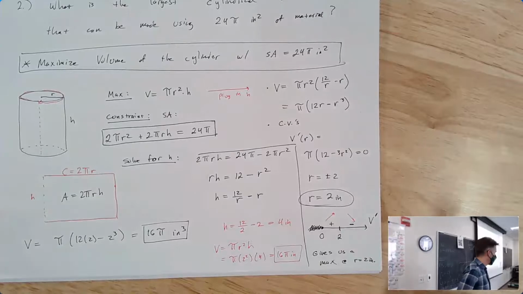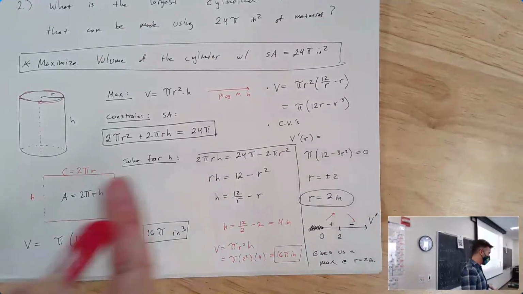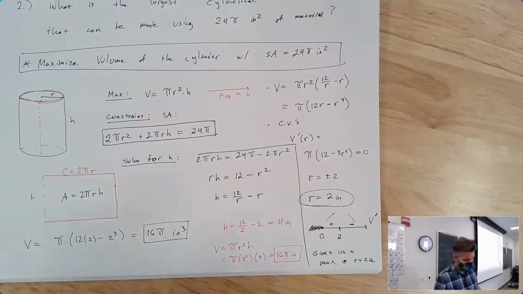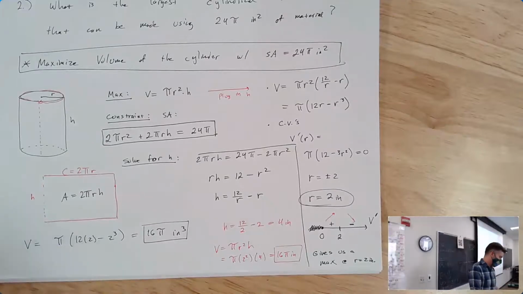Most of the time with these optimization questions, they're usually asking for the dimensions and not for the total volume or whatever. But occasionally they do change it up and ask for what's the maximum volume or what's the minimum volume if you do something else.